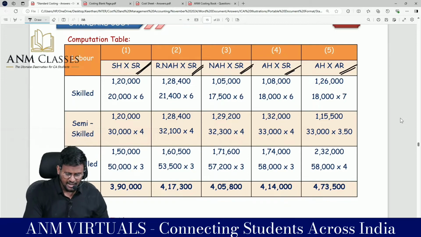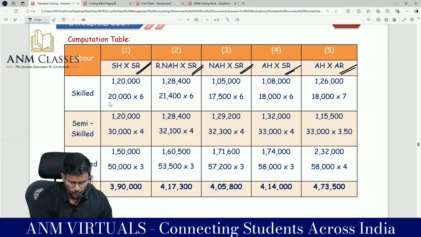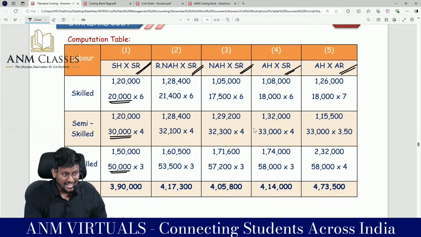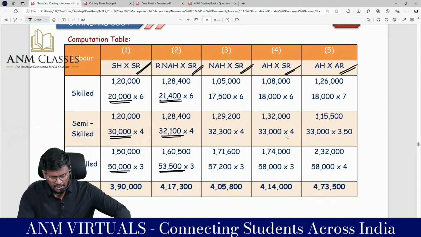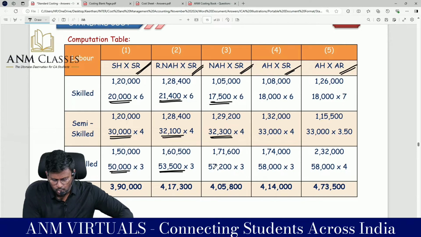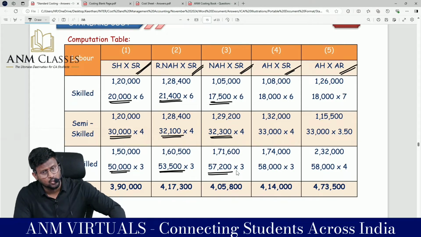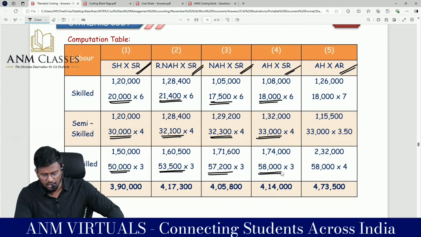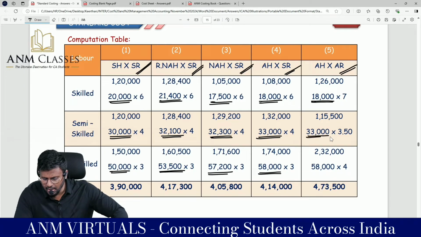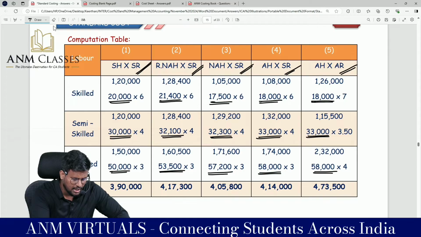Standard hours, tell me only the hours. Standard hours: 20,000, 30,000, 50,000. Comfortable? Next one, revised net actual hours: 21,400, 32,100, 53,500. Comfortable? Net actual hours: 17,500, 32,300, 57,000. Actual hours given in the question: 18,000, 33,000, 58,000. Actual hours again, repeat: 18,000, 33,000, 58,000. Are you comfortable?